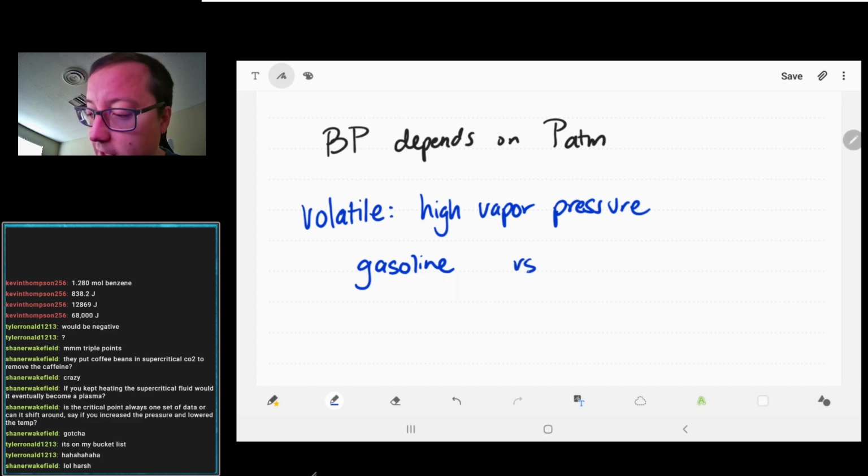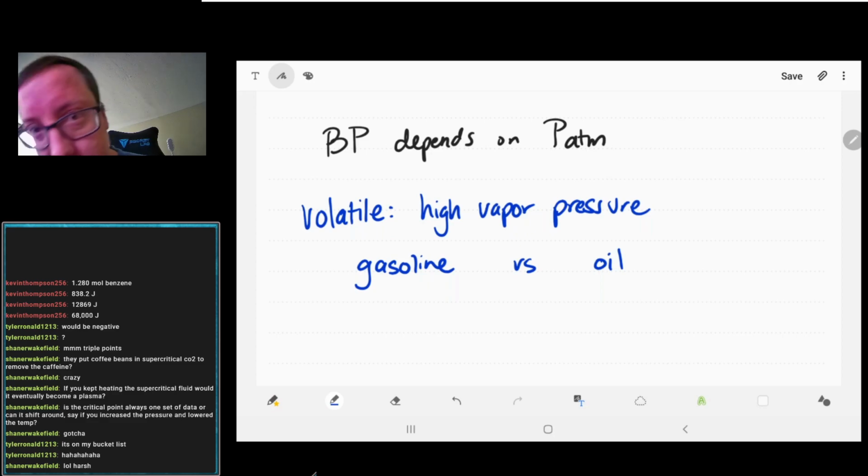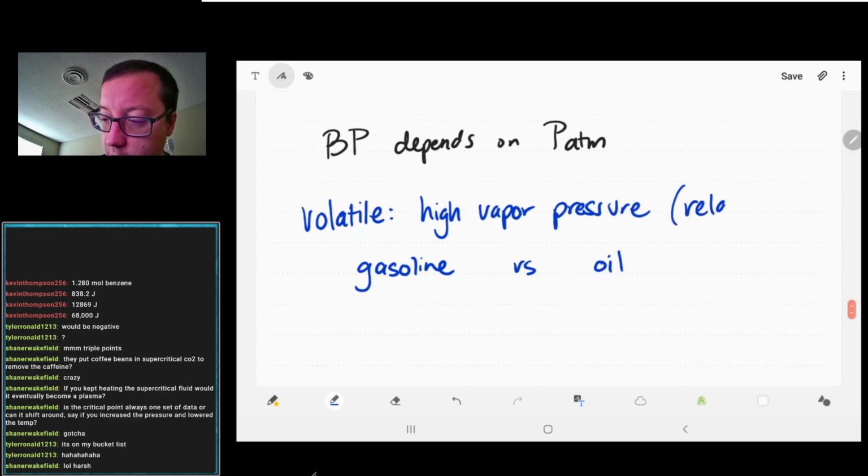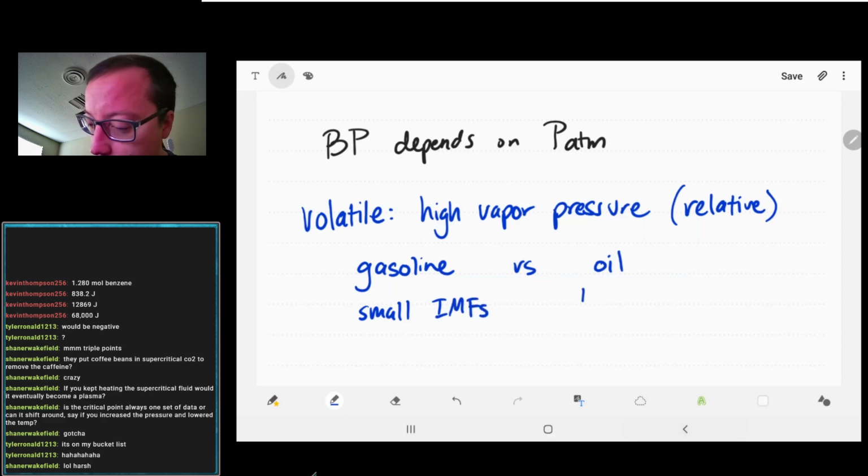Whereas for something like cooking oil, you have to get them pretty close to smell it. These are much bigger molecules, stronger intermolecular forces, and they're going to have a low vapor pressure at that particular temperature. Of course, this is all relative. So we're just comparing things. So notice again, this is small intermolecular forces, and this is relatively large intermolecular forces.